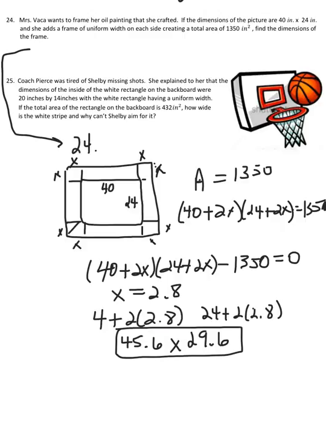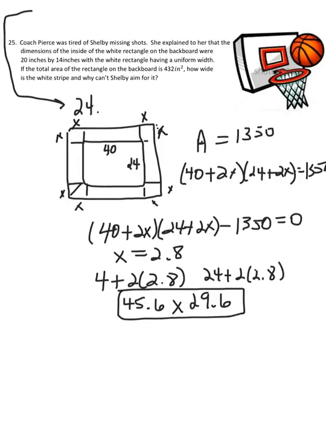Now in the next problem we have Coach Pierce was tired of Shelby missing shots. She explained to her that the dimensions of the inside of the white rectangle on the backboard were 20 inches by 14 inches, with the white rectangle having a uniform width. If the total area of the rectangle on the backboard is 432 inches squared, how wide is the white stripe and why can't Shelby aim for it?